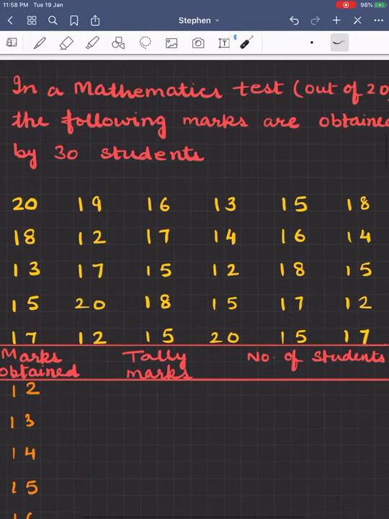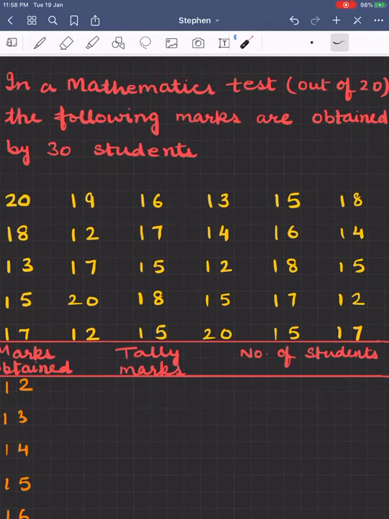Let's consider an example. In a mathematics test, out of 20, the following marks are obtained by 30 students. Now, by observing this data, it is difficult to find out how many students obtained full marks, or how many students obtained less than 15 marks, or what marks are scored by the maximum number of students. Now, this data is in its original form, so it is called raw data. So it needs to be organized to make it meaningful and to draw conclusions.